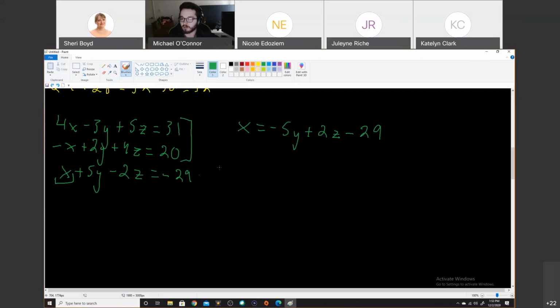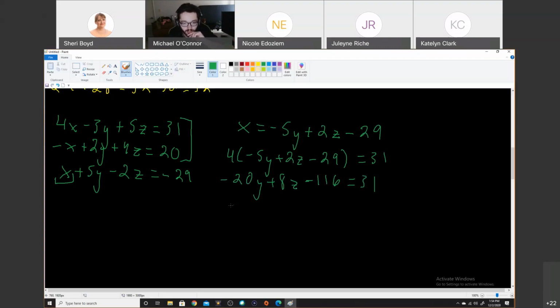So just plugging in x for the top equation, you get 4 times negative 5y plus 2z minus 29 is equal to 31. And then I'm going to get my first equation here. So I'm just going to solve for this. And then after you distribute the 4, you're going to get negative 20y plus 8z minus 116 is equal to 31. And then I'm going to add the 116 over. So I get negative 20y plus 8z is equal to 147. And that's going to be the first equation that I use for my two variables, two unknowns.